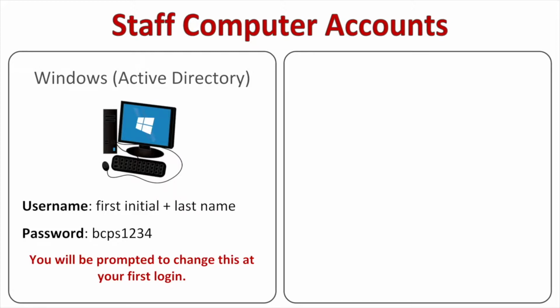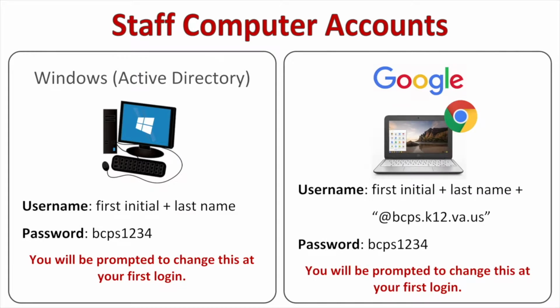Similarly, your Google username is generally your first initial plus your last name, and then you add the @bcps.k12.va.us. Again, your initial password is BCPS1234, and you will be prompted to change this at your first login to something more personal and secure.